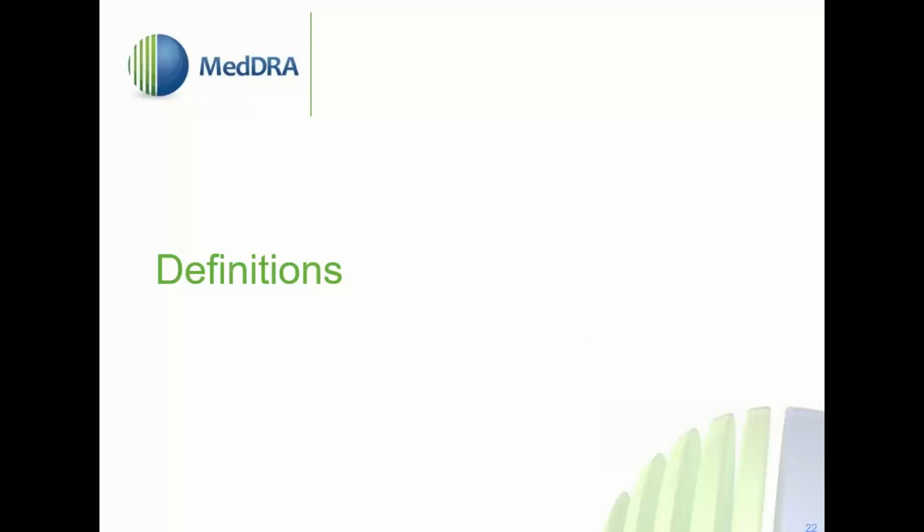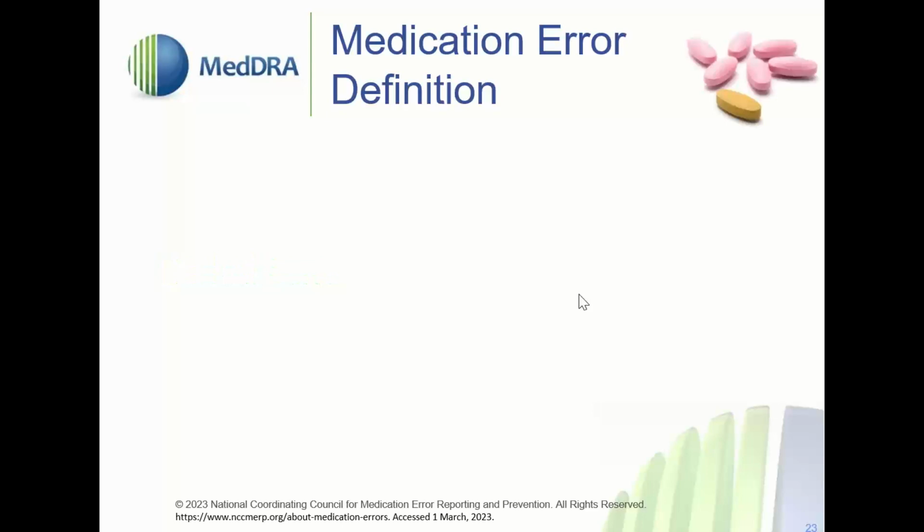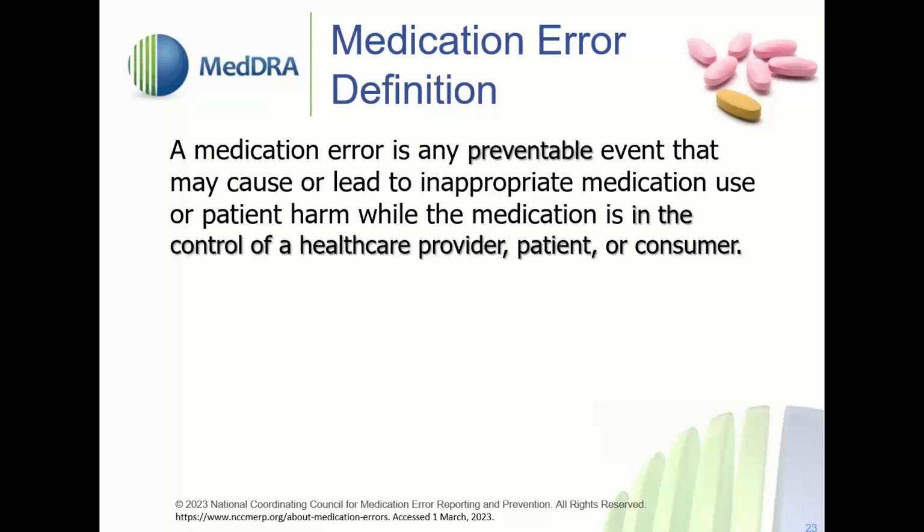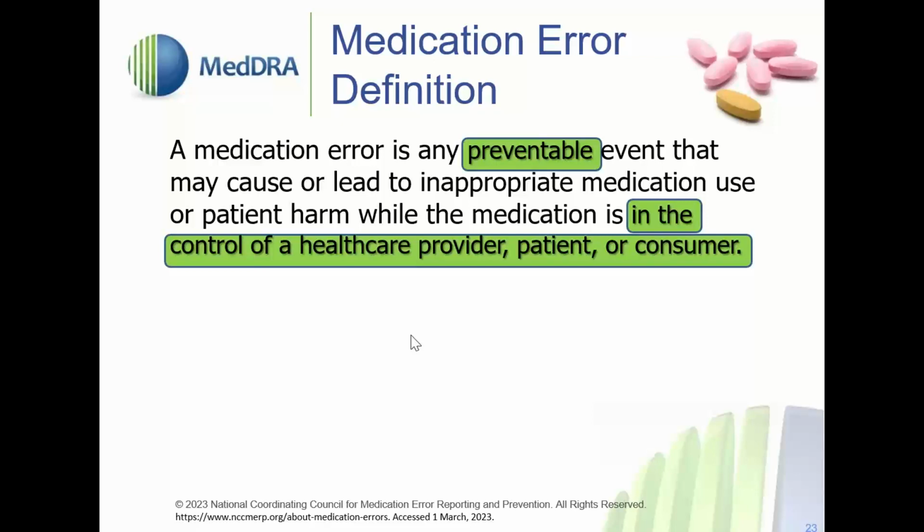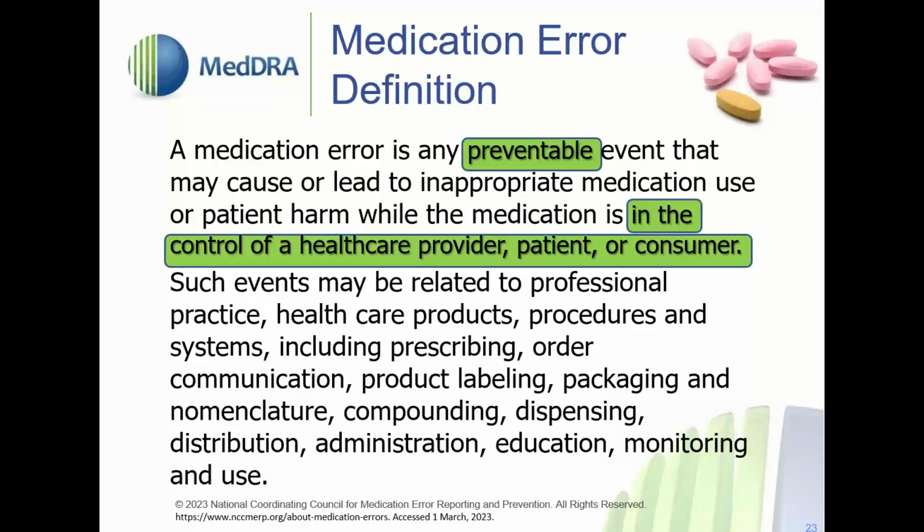Okay, before we go into further details, we have to familiarize ourselves with the terms that refer to medication errors and other product use errors and issues. We will start with the definition of a medication error. A medication error is any preventable event that may result in the improper use of medication or harm to the patient, while the medication is under the control of those involved in the medication process, meaning physicians, pharmacists, nurses, patients, consumers, or even their families.